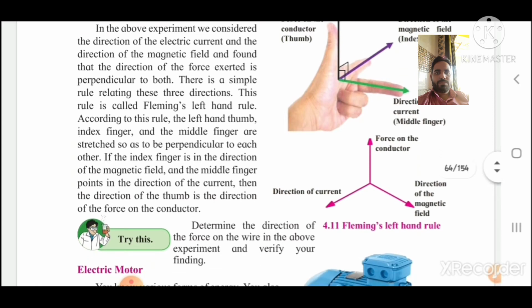According to this rule, you can write it from here. According to this rule, the left hand thumb, index finger, and middle finger are stretched perpendicular to each other. If the index finger is in the direction of the magnetic field and the middle finger points in the direction of the current, then the direction of the thumb is the direction of the force on the conductor. You can write this rule, or you can write the rule which I have shown you on the PPT right now.